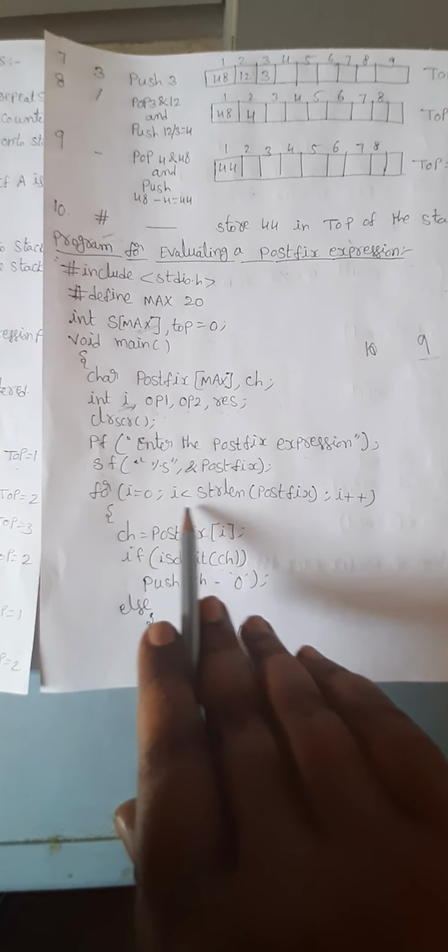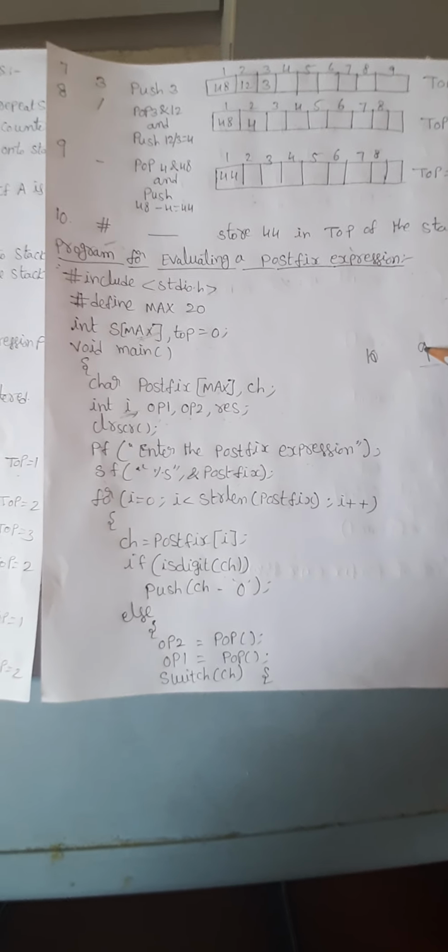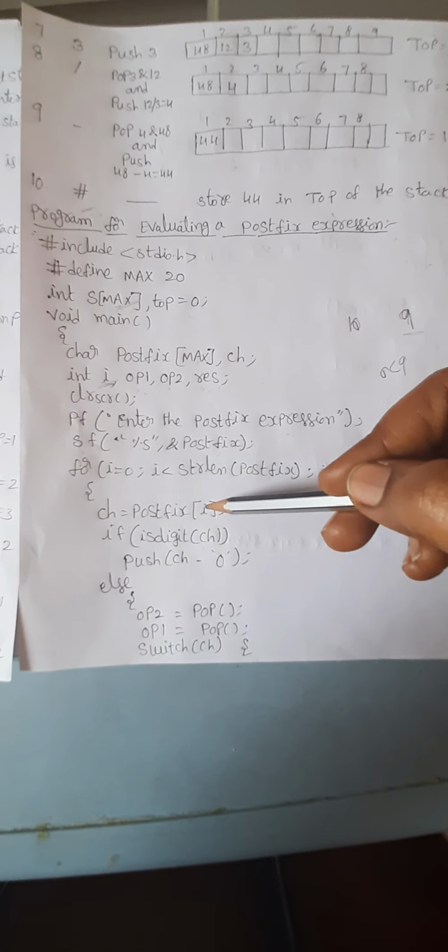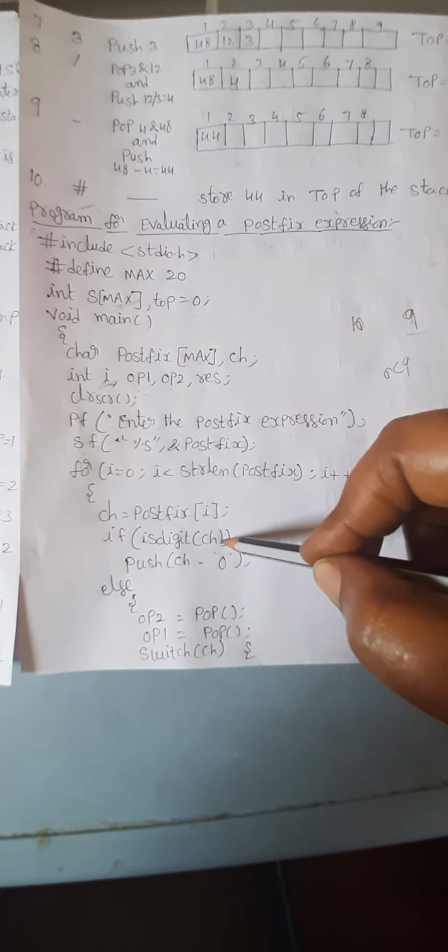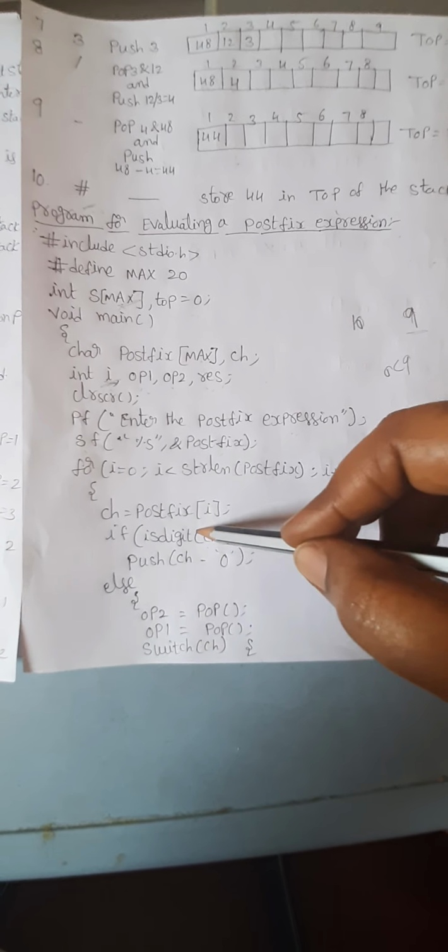Here, for I equal to 0, I less than string length of postfix. I already said in the above expression the string length is 9. It will check the condition 0 less than 9. The condition is true, and the I value gets incremented. ch equal to postfix of I. It will add the value onto the stack. It will check isdigit of the character. The character taken from the stack, it will check whether it is a digit or not.